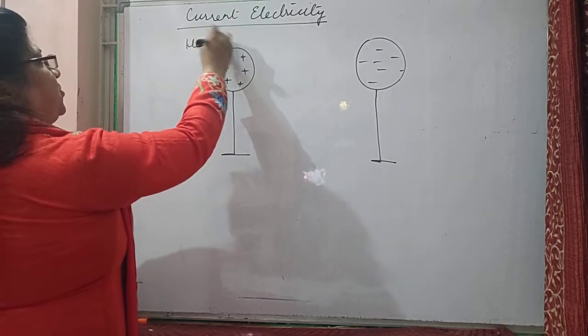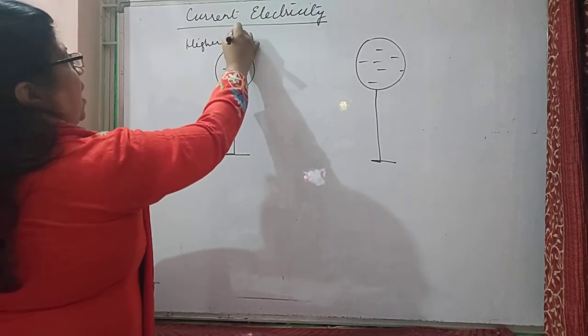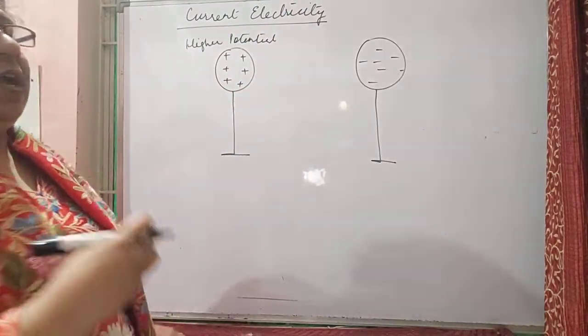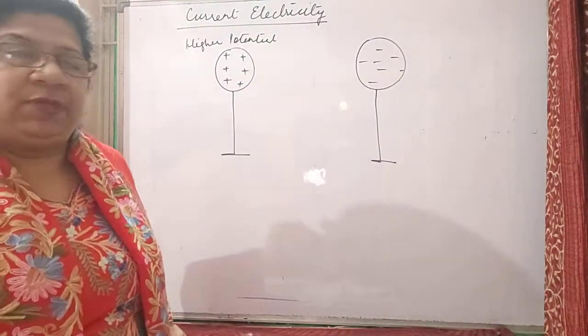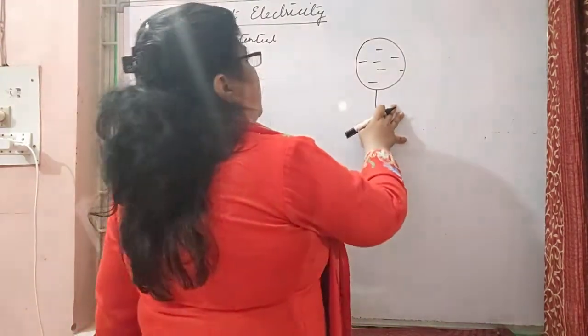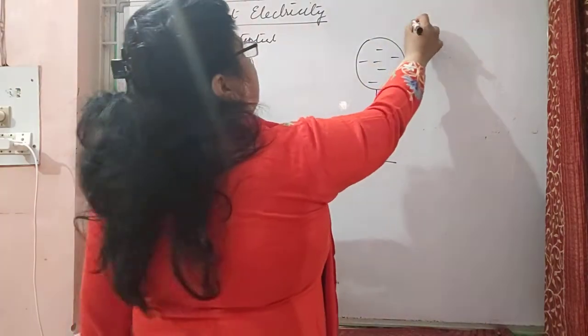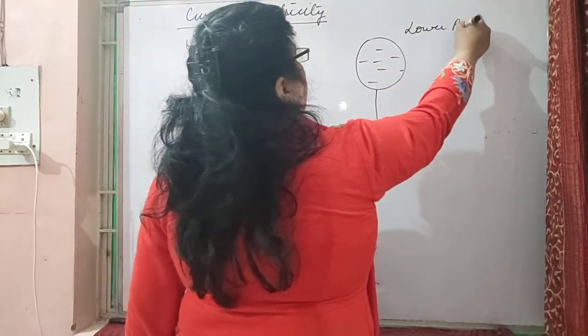This is the concept which we take in physics. Higher potential, or more potential, means positively charged, which has a deficit of electrons and more positive charge. The ones which have an excess of electrons are said to be at lower potential.